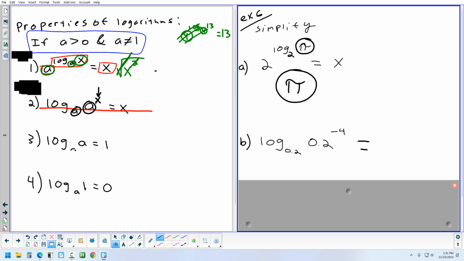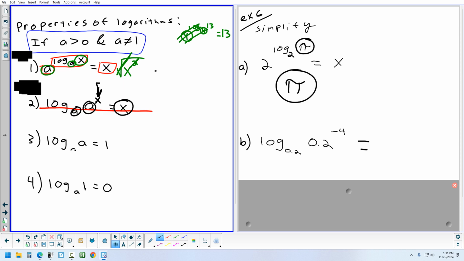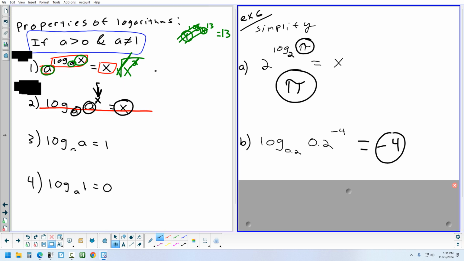What property is that for? It equals negative 4. That's property 2, and the thing is negative 4. So that the A's cancel out, and the answer is whatever I'm pointing to with that arrow right there. So yes, that one would be negative 4.